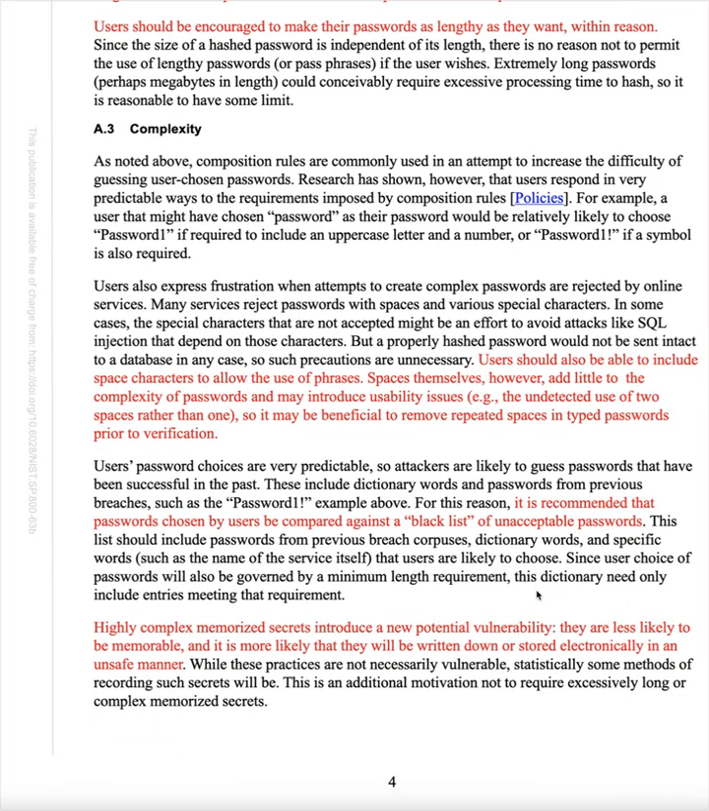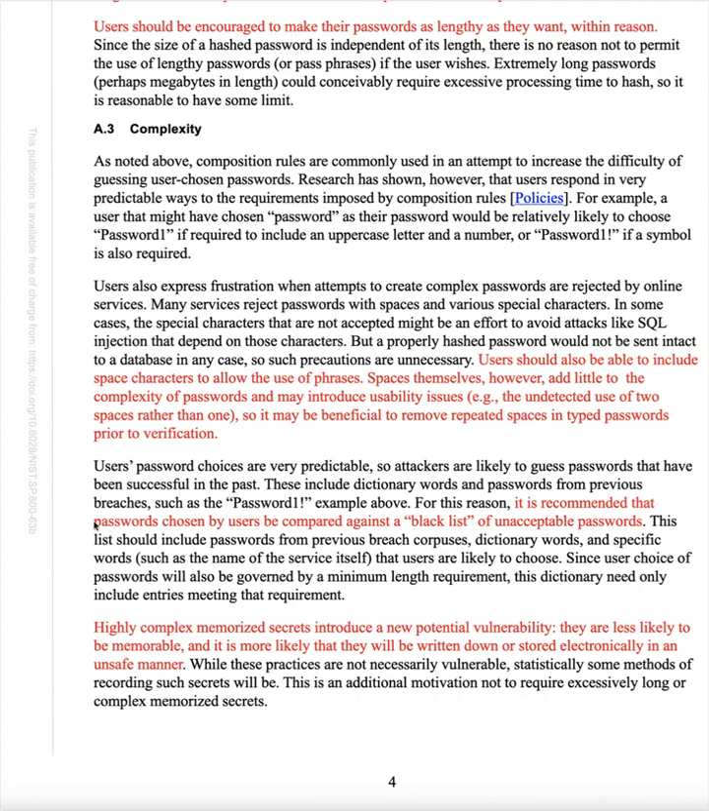So that's one recommendation. There is another recommendation: some users' password choices are very predictable, so attackers are likely to guess passwords that have been successful in the past. There are criteria as well. If there is a success against a user by using a password, there is a likelihood that the same password could be used against other users as well. So these include dictionary words and passwords from previous breaches, such as the password one example.